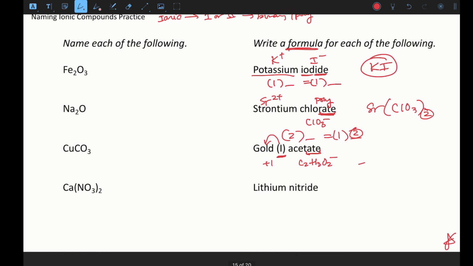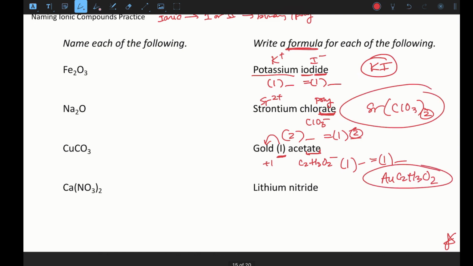So then we have, we'll just do this, 1, 1. So we need 1 of each. So gold is Au, and C2H3O2, and that's the formula there.